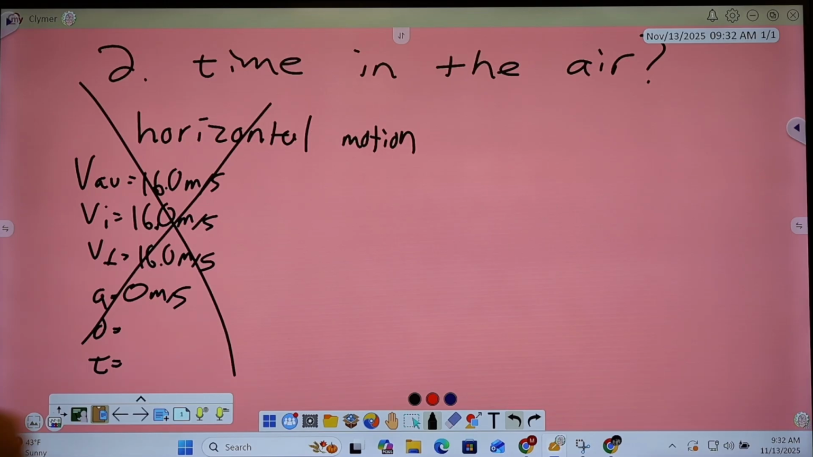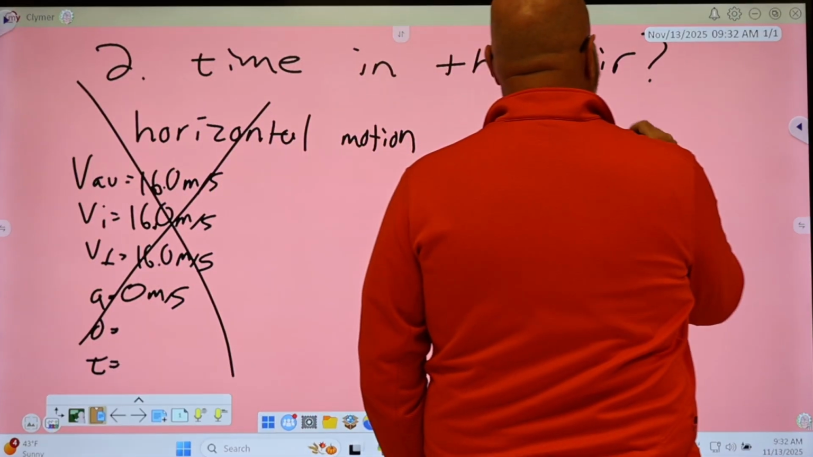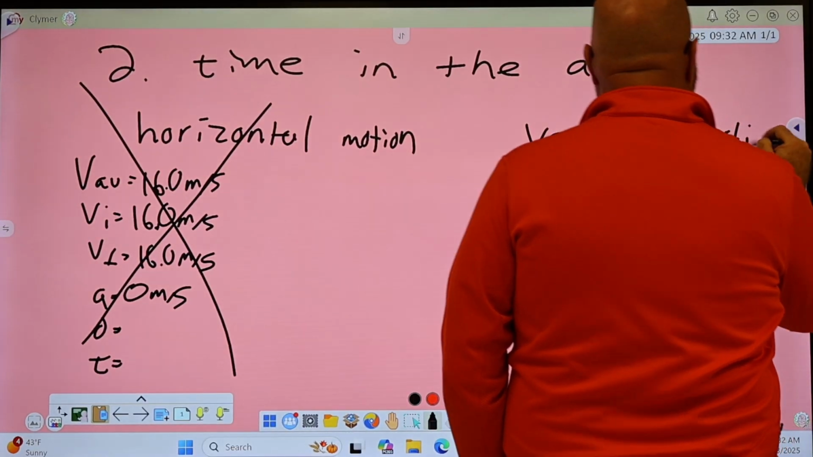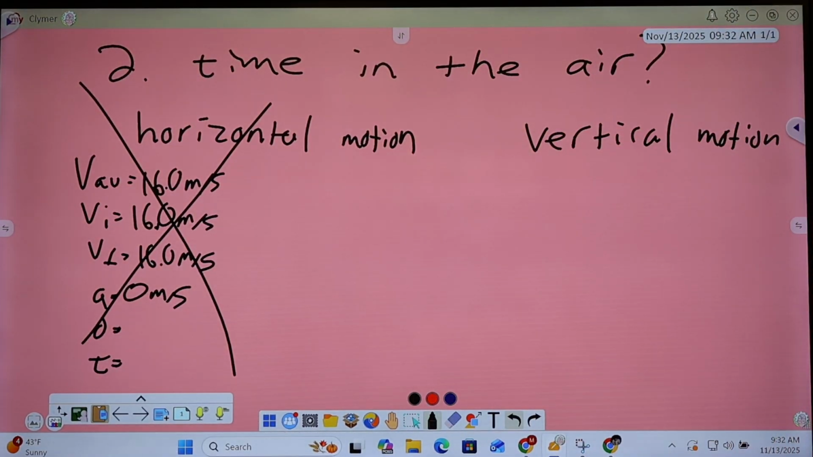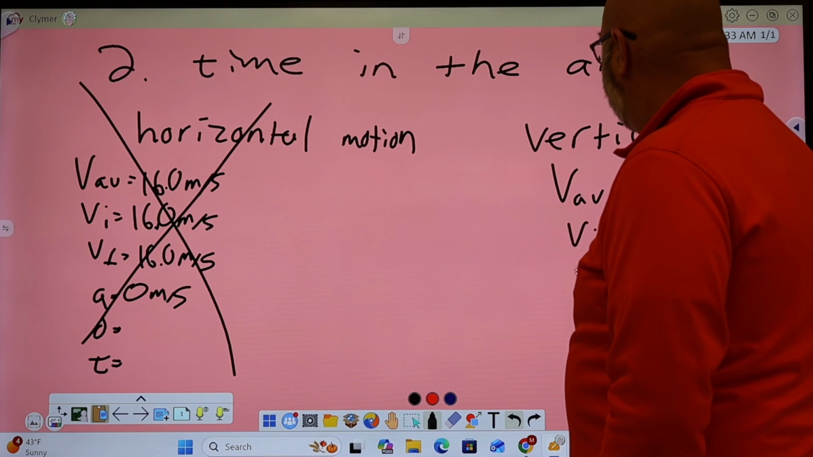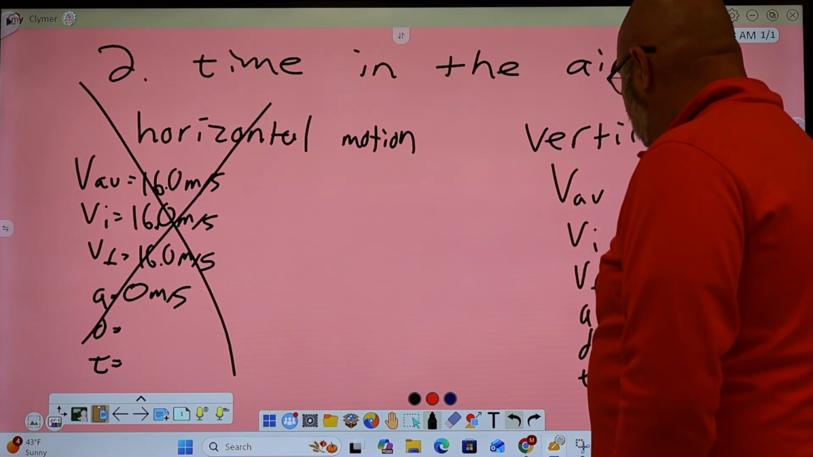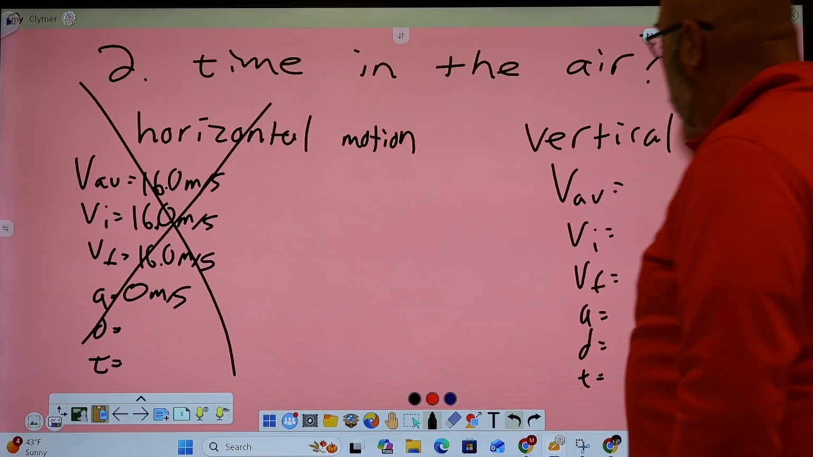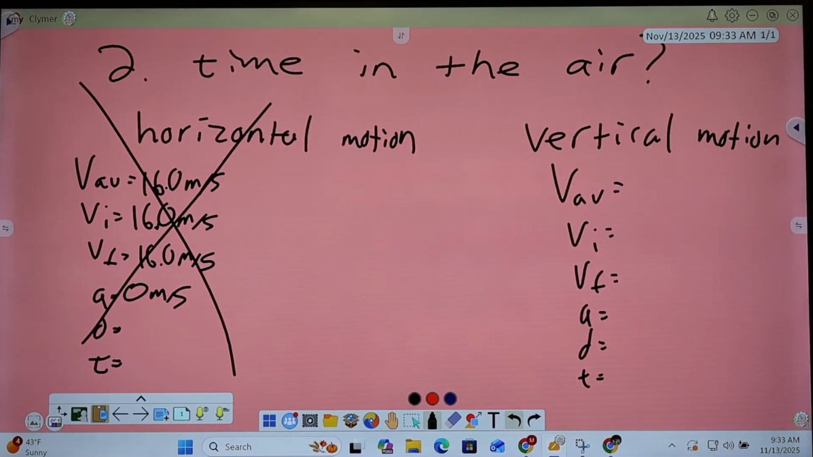So let's consider instead the vertical motion. Horizontal motion was a dead end. Let's see if the vertical motion will help us. So what is the total vertical motion of our ball for the whole time it went, for the whole kick? 0. Like on the distance? I don't know, let's see. VI, VF, A, D, T. Now in this case we're talking about total, right?